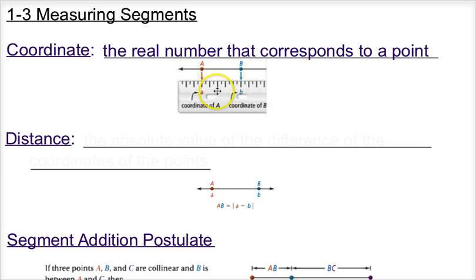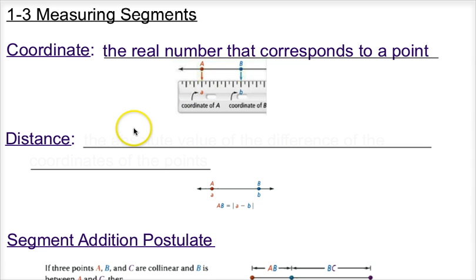So on this little ruler here that I have as an example, we have A, and there's a capital A up here trying to show you the length of it. And the coordinate of B is right here, so the coordinate is just the real number that corresponds to a point. I don't even have any real numbers here, but I'm just showing you what they would be for each of those coordinates.